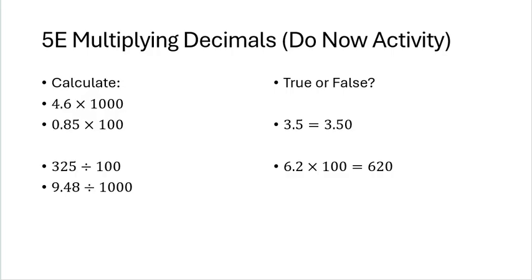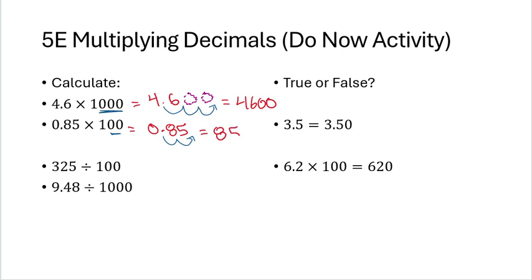4.6 times 1000. There's 3 zeros. So what you're going to do is move the decimal point over to the right 3 times. 1, 2, 3. And then you fill in the rest with zeros. So the final answer ends up being 4,600. Next, 0.85 times 100. There's 2 zeros there. So there you go, 1, 2. It ends right there. It ends up being 85.